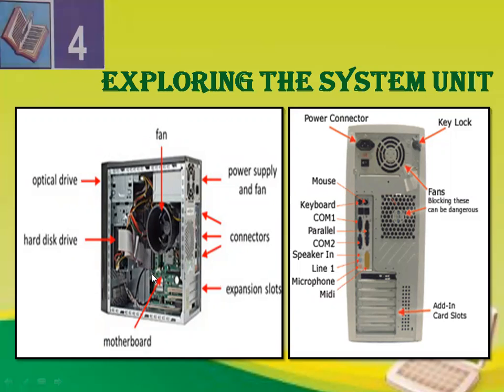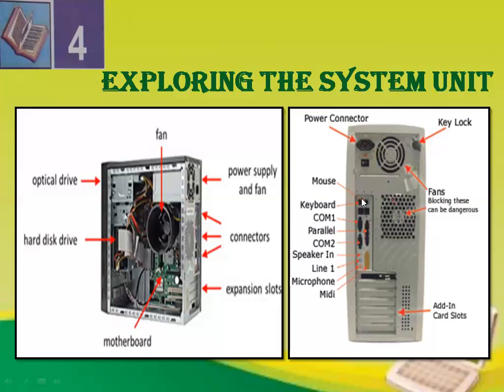On the motherboard we have different components. On the back side we have some ports, connectors, and expansion slots. Inside here we have an optical disk, floppy disk, hard disk. All disks are attached here. At the back side of our system unit, you can view there is a power connection, key lock. Here we have a fan, and blocking these can be dangerous, because of small particles.